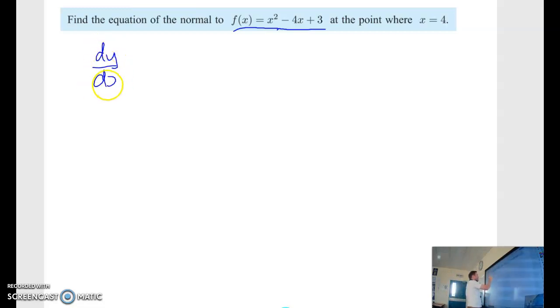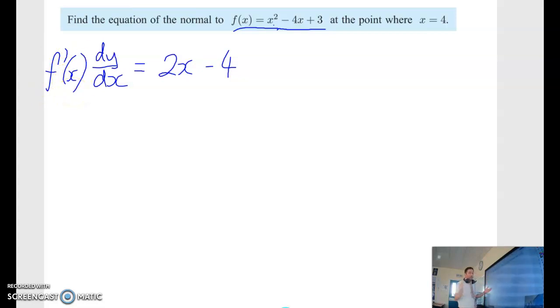dy over dx. For this one, the 2 comes in front of the x there, minus 4, and then the constant goes away. So there, hopefully that is pretty familiar. We've differentiated our function, or I should say f dash x, or dy over dx, whichever one you prefer. As we've started with f(x), we'll go with that. So f dash x is 2x minus 4. Now, that'll tell us the gradient at any point.